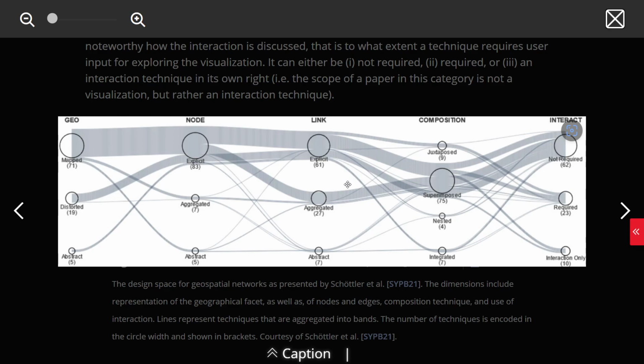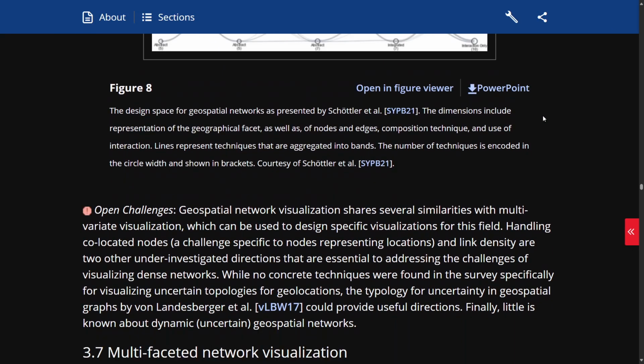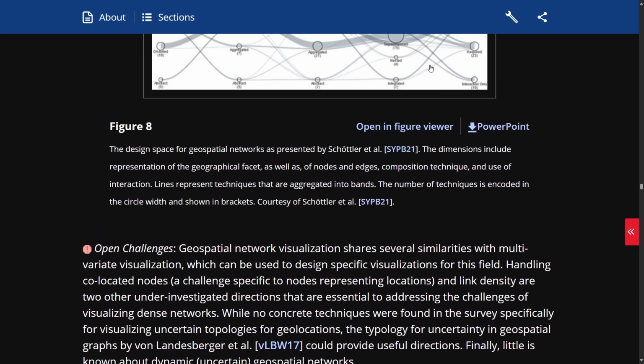Open challenges. Geospatial network visualization shares several similarities with multivariate visualization, which can be used to design specific visualizations for this field. Handling co-located nodes, a challenge specific to nodes representing locations, and link density are two other under-investigated directions that are essential to addressing the challenges of visualizing dense networks.